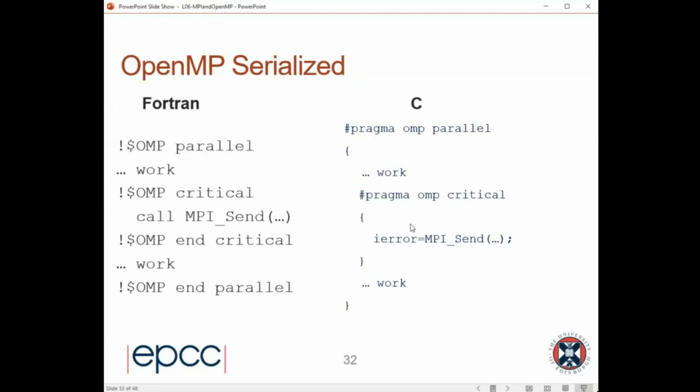But what you have to do is put in a critical region, and the critical says every thread does this call, but only one at a time. So there's a lock effectively around this, and that means that the MPI calls happen serially, sequentially, I should say. And again, I haven't put barriers in here, but again, this would only work if the send data here is only operated on by the thread that does the send. So you'd have to be careful about that.